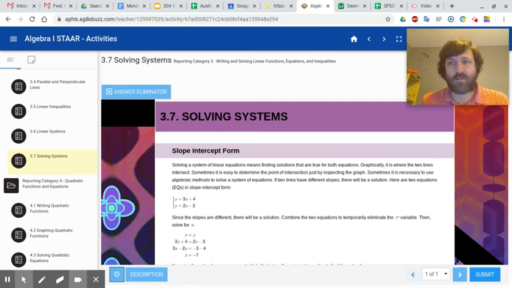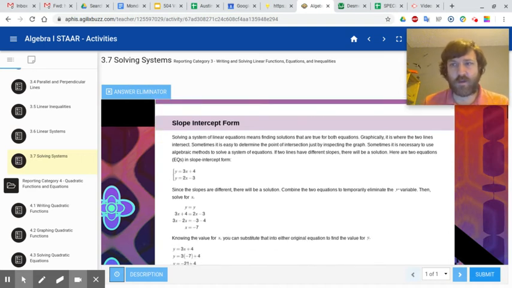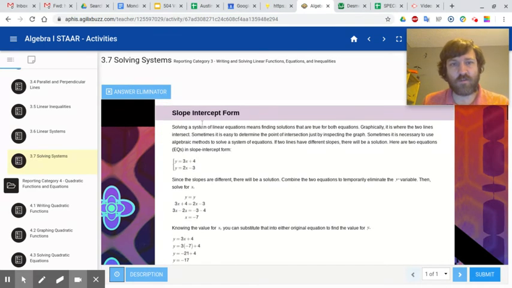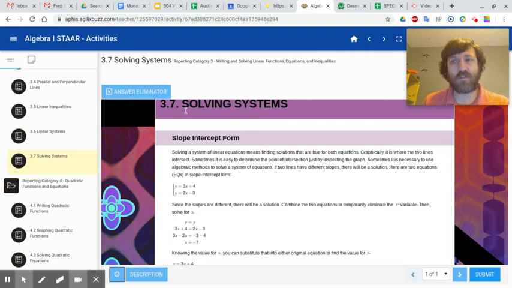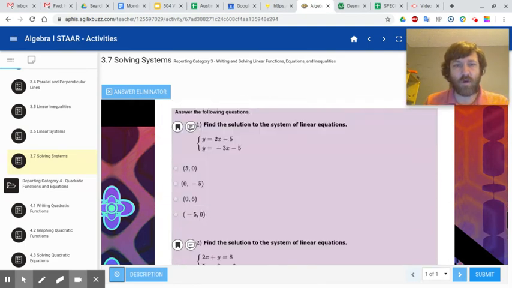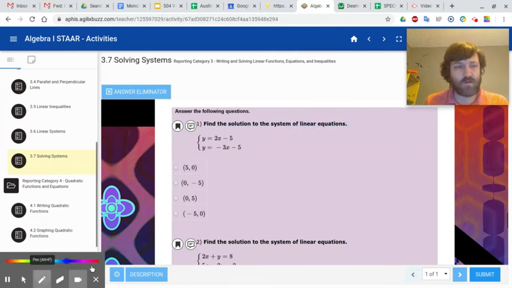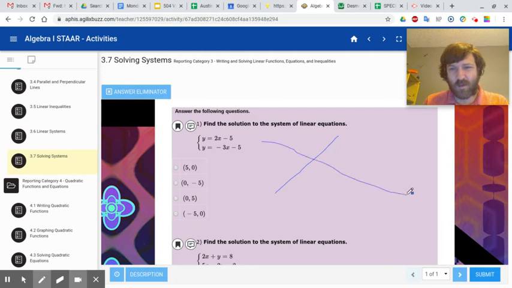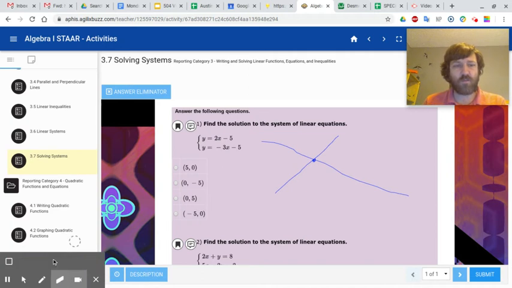Okay, this is lesson 3.7 of the Algebra 1 STAAR Study Guide video. More of the same. We're using the graphing system to find the solutions to systems of linear equations. So we're going to have two lines, and we're going to have to find the solution. What it means by the solution is we have these two lines, and they intersect somewhere, and where they intersect, that is the solution. So that's what we're trying to find here. It's pretty much just graphing them and looking for that intersection point.